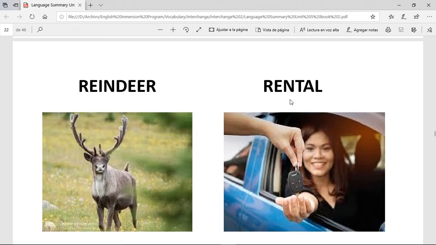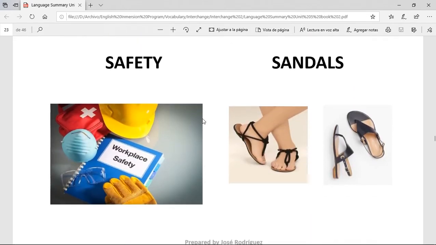Rental. When something is for rental, you're getting it for a moment. It's not going to be yours all the time. You're going to have it for a specific amount of time that you agree on with the person that you rent it from. Safety. Safety is when you can be sure that nothing bad is going to happen to your health. For example, if you're working on a construction site, for safety, you need a helmet and you also need gloves. Sandals. These are sandals.